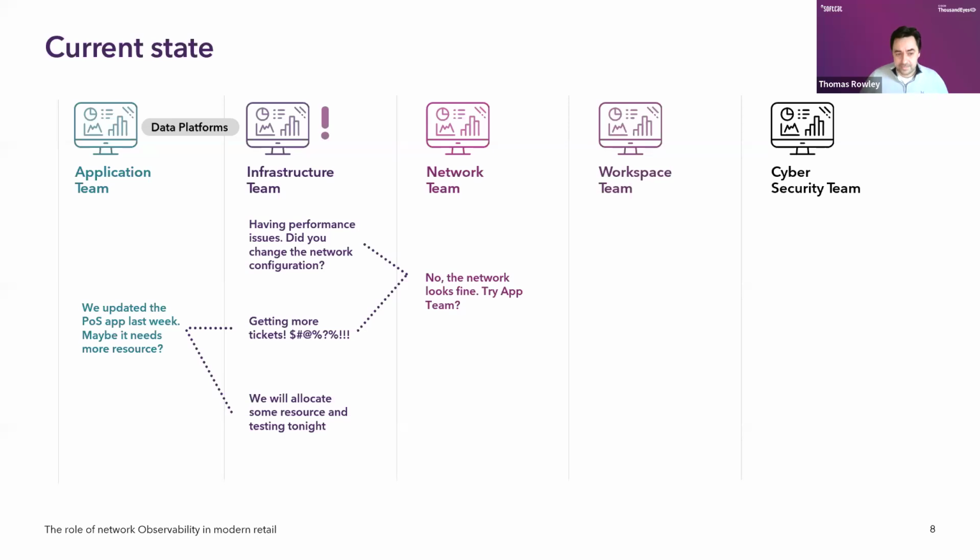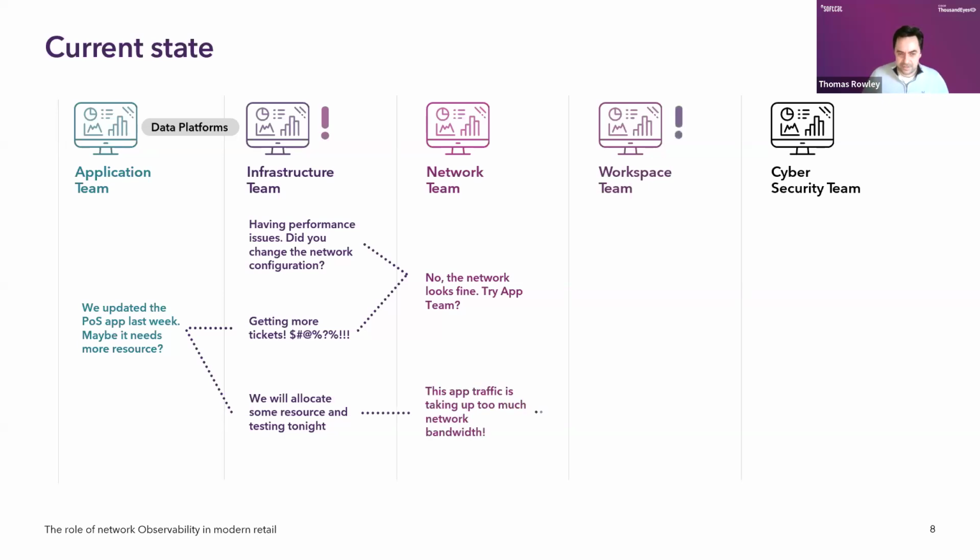And for the sake of this example, let's say that they introduced video into that point of sale app. Maybe it needs more resource. Back to the infrastructure team. We'll allocate some more resource tonight and we'll do some testing. Now, we all know we can do thorough testing and we hope that when we get in the next day we don't have a load of tickets coming up. We also know that isn't always the case. So let's say we get to the next day.